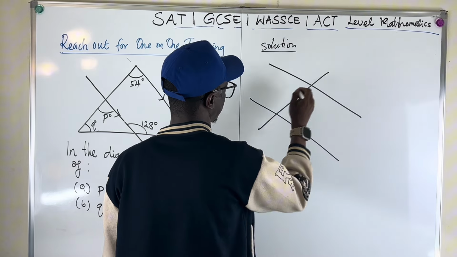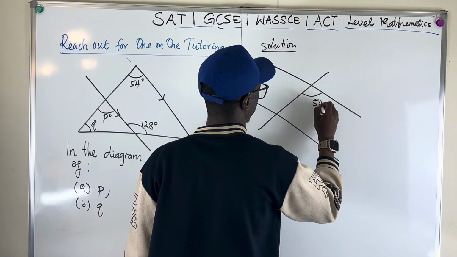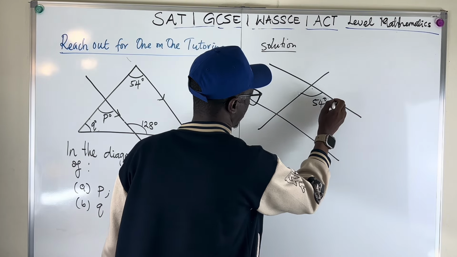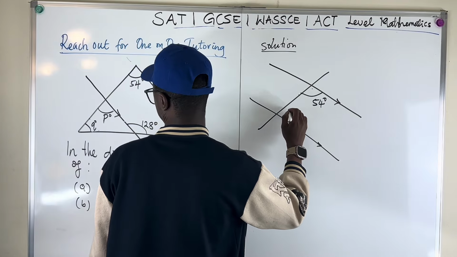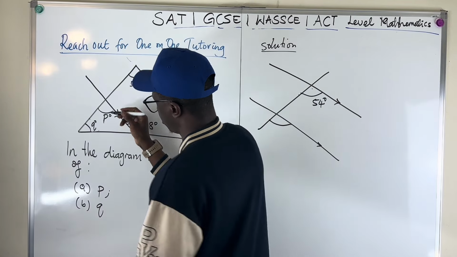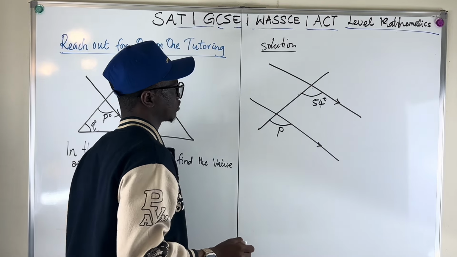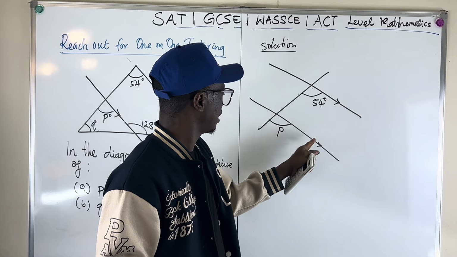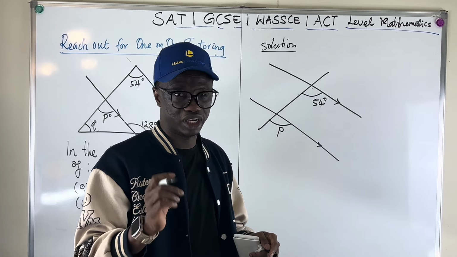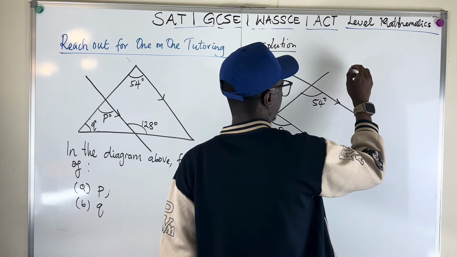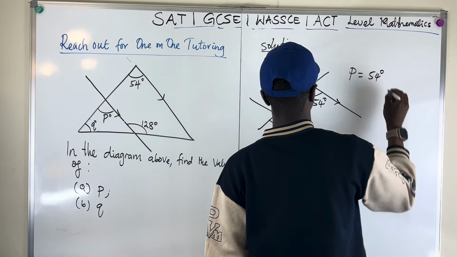So now you can see in here, you have 54 degrees. Remember, this line and this line are parallel. Now, outside here, if you look at this, you have your P here. So if this line and this line are parallel, 54 and P have a relationship. And that relationship is P is equal to 54 degrees.